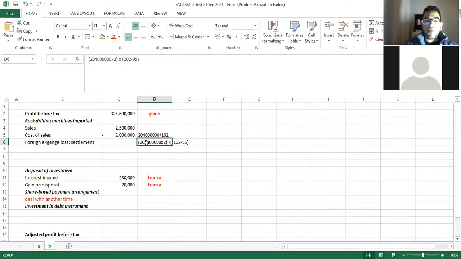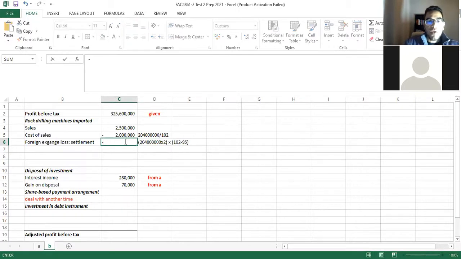Now on 1 December 2017, when we are actually settling, we're going to need more rands, because for every 1 rand, we're only getting 95 South Korean won. So in order to settle this amount, we're going to need more rands. That means it is a loss for us, because we're going to have to spend more money. So how are we going to deal with this? It is a loss, so we know it's going to be negative.